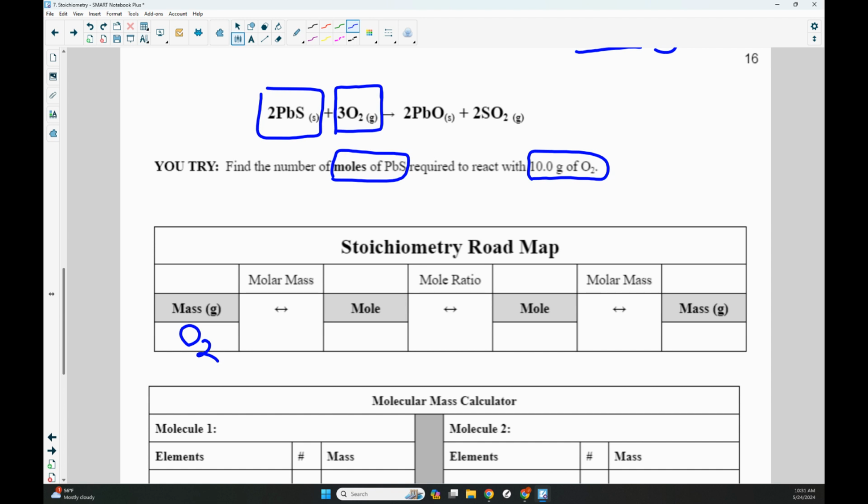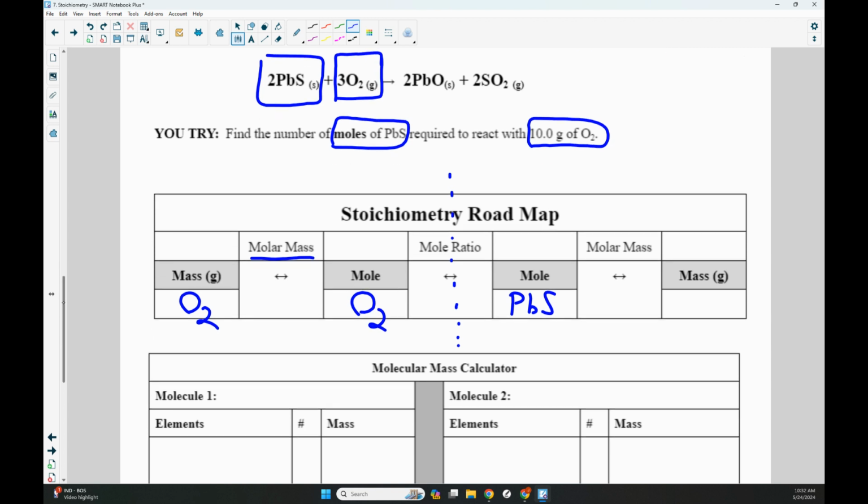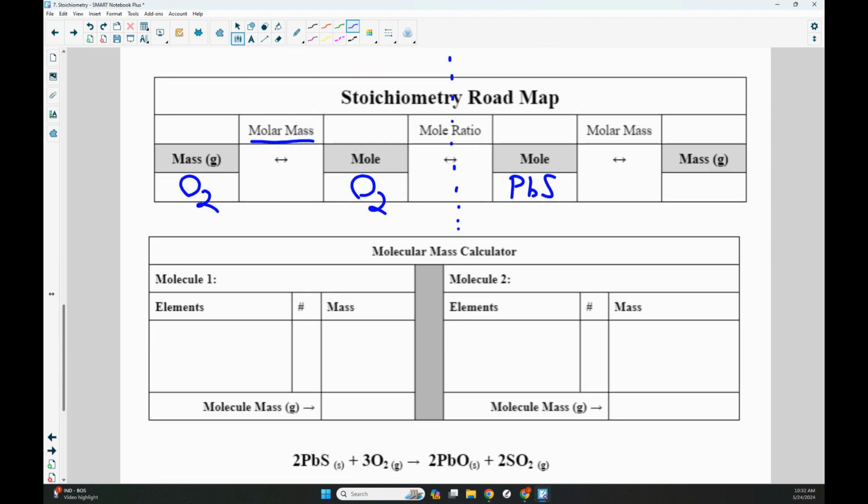And we're going to convert from grams of oxygen into moles of oxygen. We're going to use the molar mass to do that. And then we're going to convert from moles of oxygen into moles of PbS. And we'll be done because that's what we're trying to figure out. So you'll notice, you can picture this dividing line here. You always change from one chemical to another when you cross that dividing line, from moles of one thing to moles of another. All right, so let's calculate the molecular mass of oxygen.